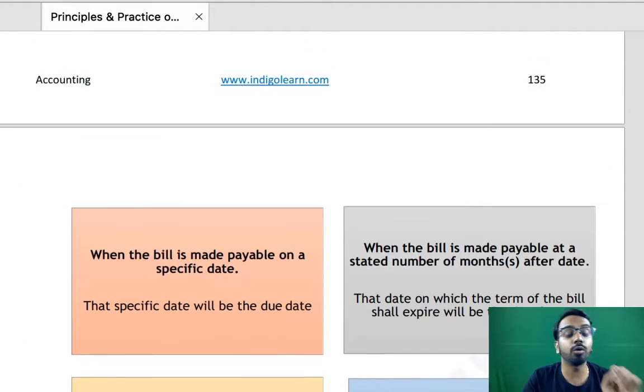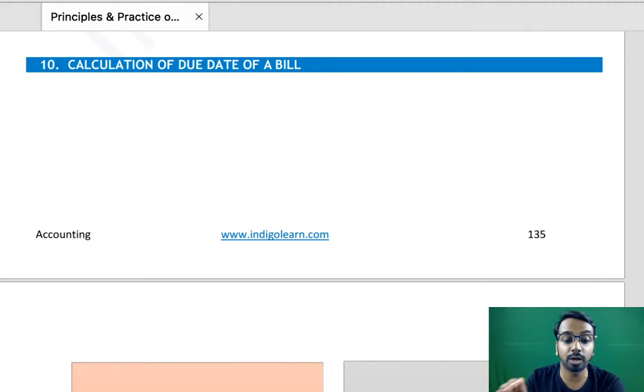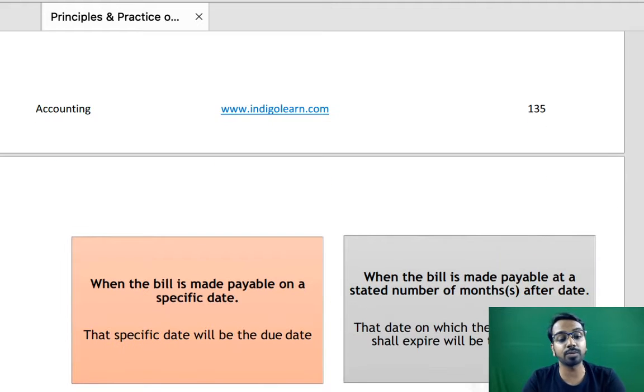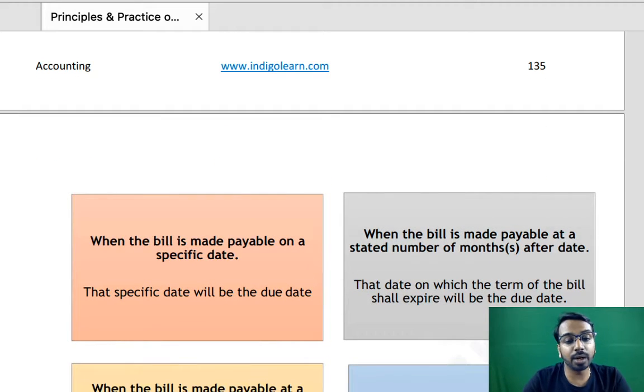Now, how do we compute the due date and the final maturity date of a bill? So when the bill is made payable on a specific date, the specific date will be the due date. To this date, you will add 3 days of grace period. Now, sometimes what may happen is the due date is a public holiday.